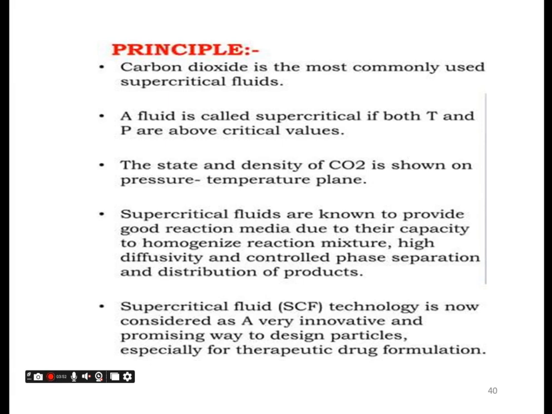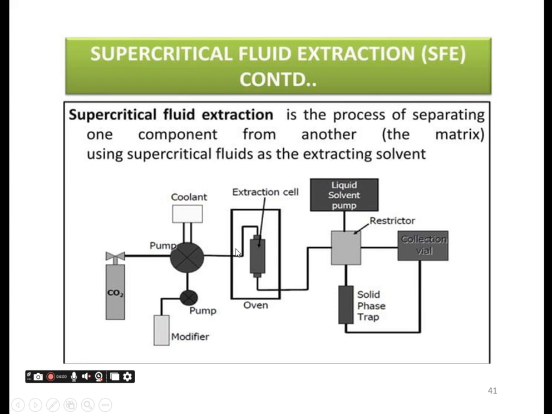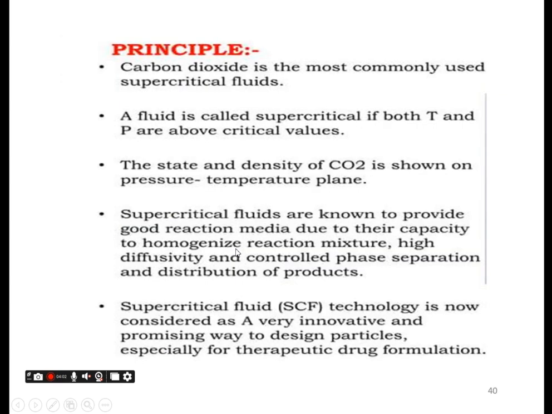Then what is the principle if we use carbon dioxide as a supercritical fluid? These supercritical fluids are known to provide good reaction media due to their capacity to homogenize the reaction mixture, and due to their high diffusivity and controlled phase separation and distribution. It is mostly used for making herbal extracts.